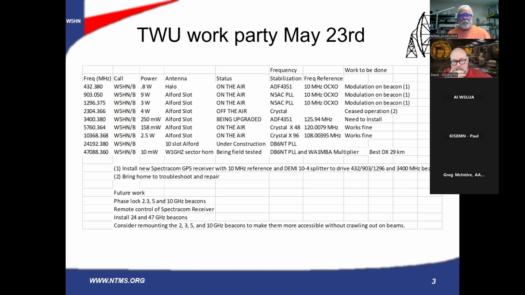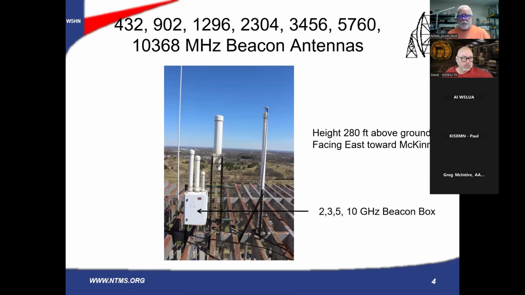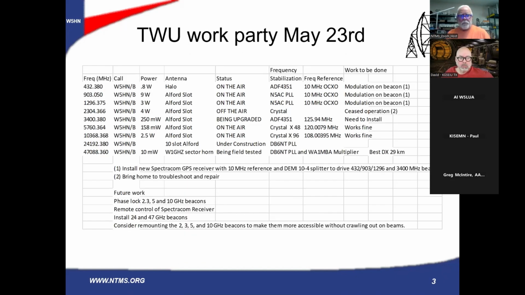Things to do in the future, and this has been on our future list for a long time, is a phase lock. No, go back. Don't show that one yet. Future work is to phase lock the 2, 3, 5 and 10 gig beacons. I shouldn't have put the 3 in there because that's going to happen when the beacon goes in.